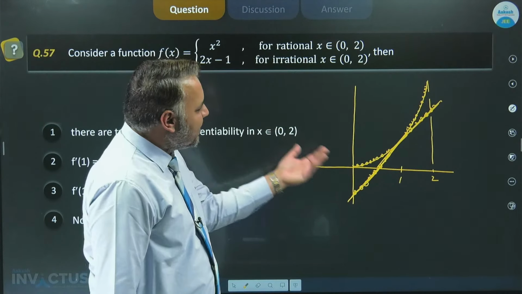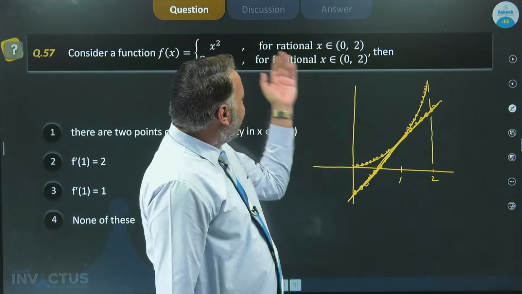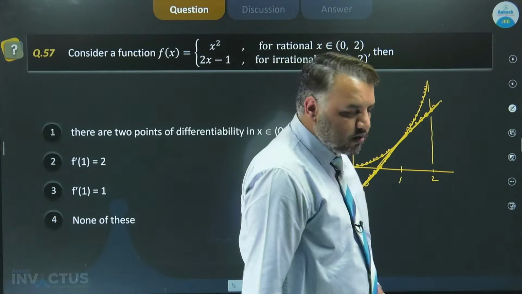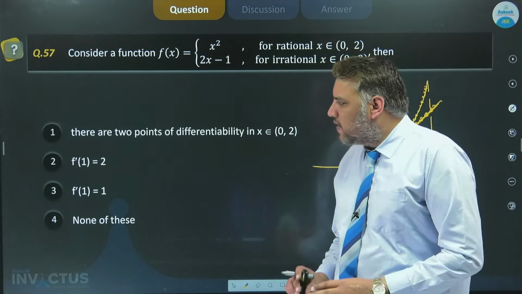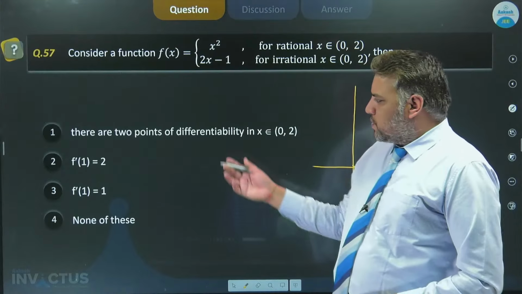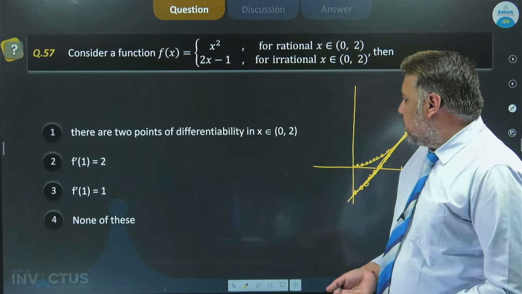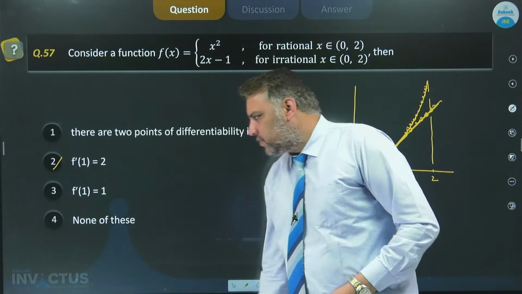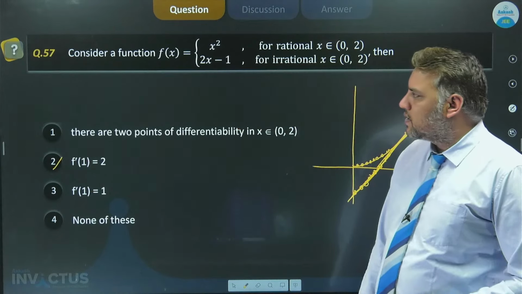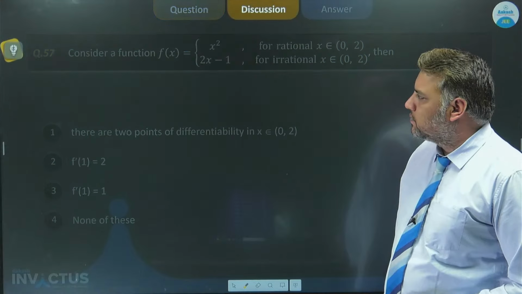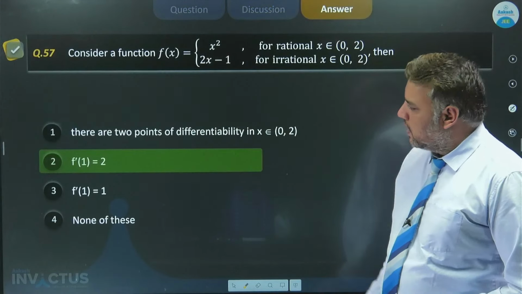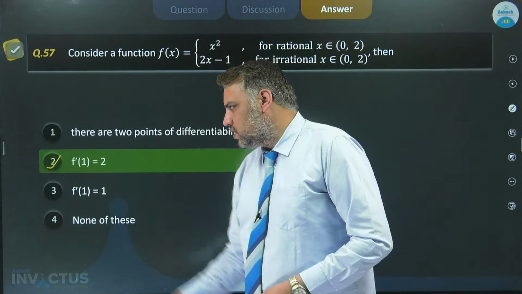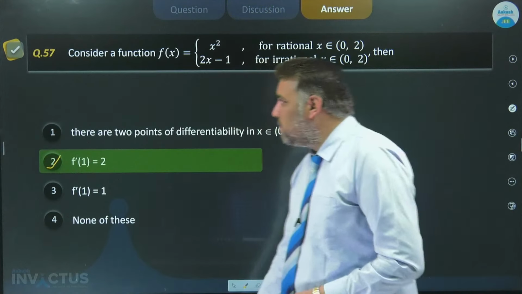And similarly, you can check the derivatives also. At x is equal to 1, the derivative will be the same, and that will be 2. You can differentiate both these functions. So this is a very basic question. In option 1 there are 2 points of differentiability. No, it's not correct. F dash 1 is 2. So this is the correct answer. F dash 1 is equal to 1 is not correct. Let's check the answer. F dash 1 is 2. So this was a very basic question.